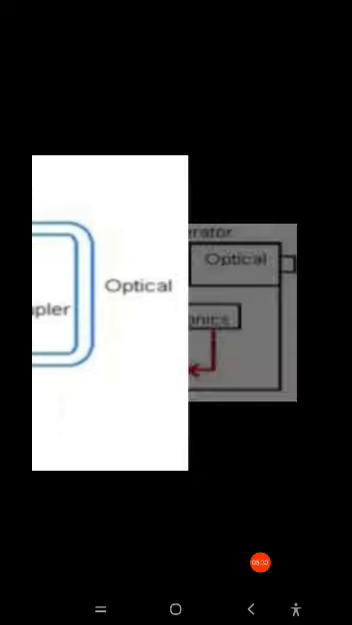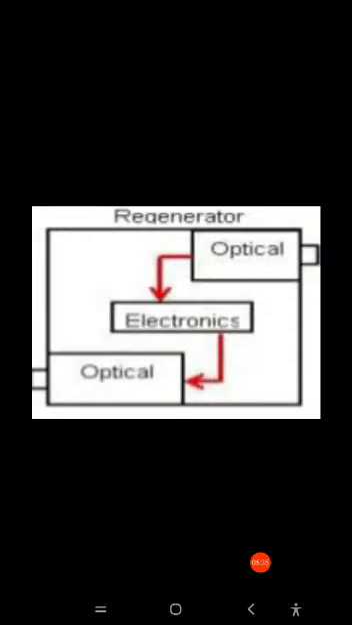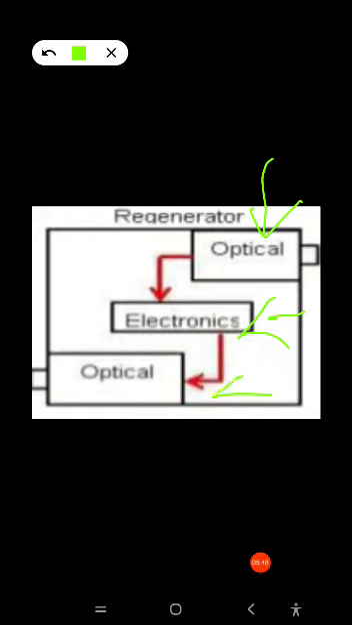And next one is the regenerator circuit. The regenerator circuit has three blocks: first is the optical receiver, then the electronic circuit, and then the optical transmitter.